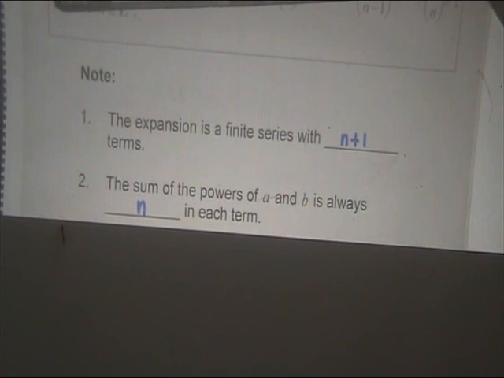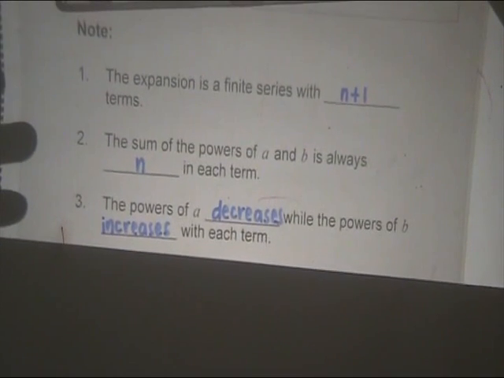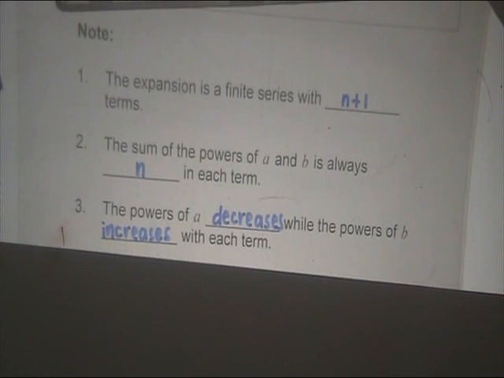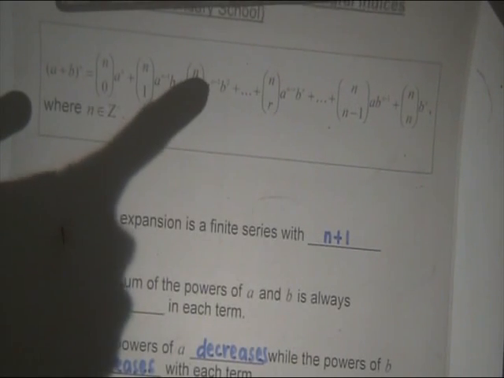Just to recap a few basic points. This expansion is a finite series with n plus 1 terms. The sum of the powers of a and b is always n in each term. Point number 3: as you can see in the formula, the powers of a decrease while the powers of b increase with each term. You can check out the formula. The powers of a will always decrease, whereas the power of b increases.